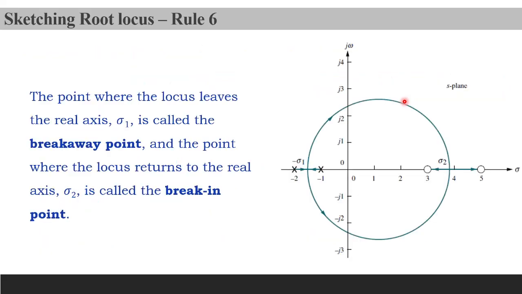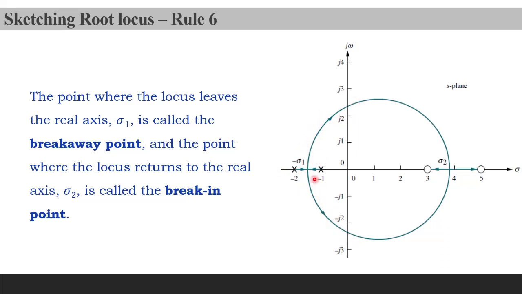For now, let's move to the next rule, as we have discussed previously, the definition of breakaway point and break-in point. So the breakaway point is basically the point at which the root locus leaves the real axis, right? For example, in the case of sigma 1, we can say that the root loci from each of the corresponding poles at -1 and -2 collect at this breakaway point and then depart at different values, right?